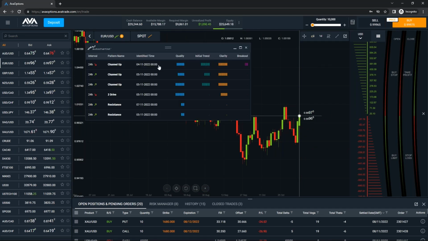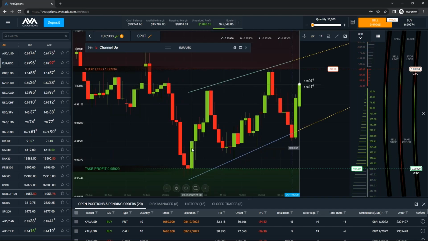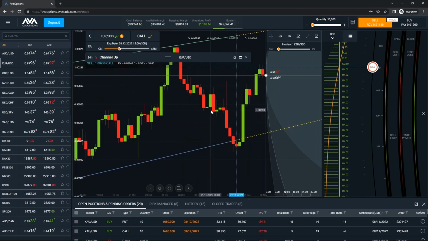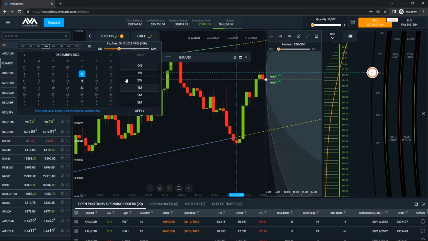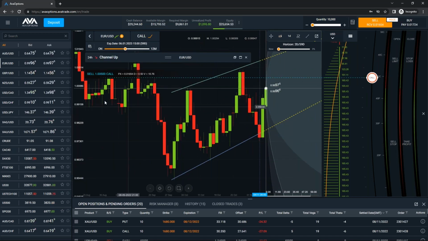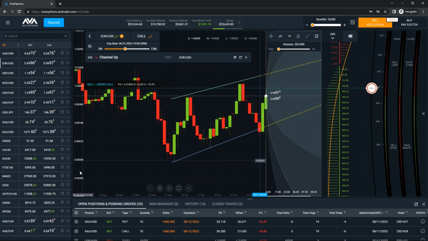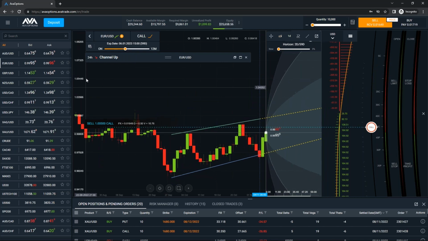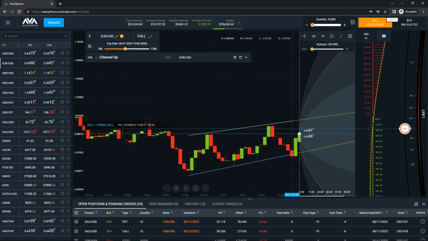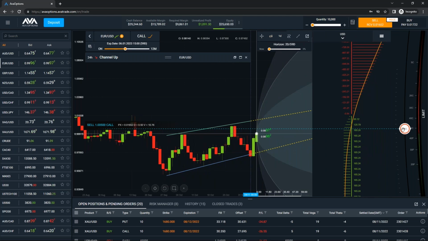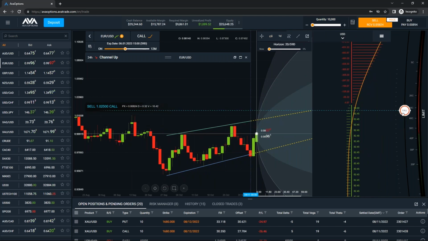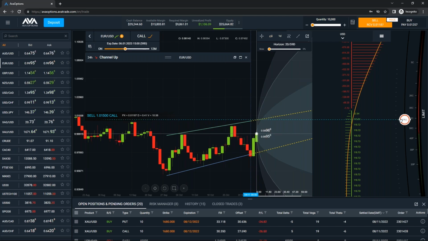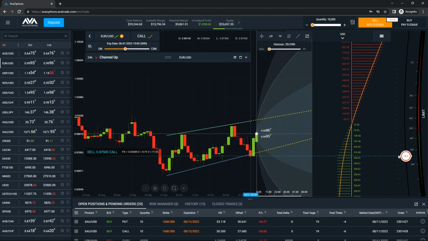We've got a signal, channel up, apply the pattern. And now let's look at an option instead of spot. Let's look at a 2-month option. So you can see on the screen what that chart looks like, and you can use that as a reference when you're setting your strikes. You might want to set your strike up here. You might want to use that channel to set your strike down here. You might want to buy a call that would be in the money. You might want to sell a call.